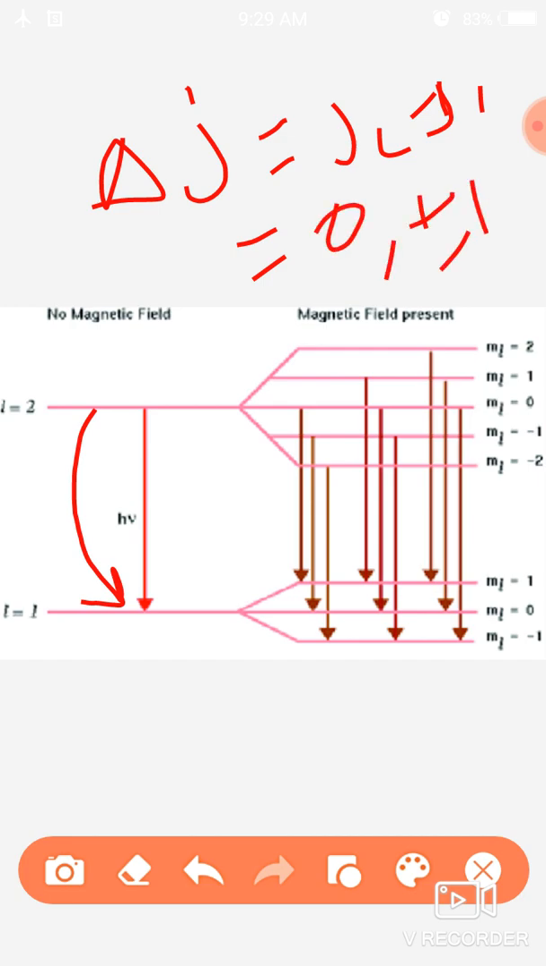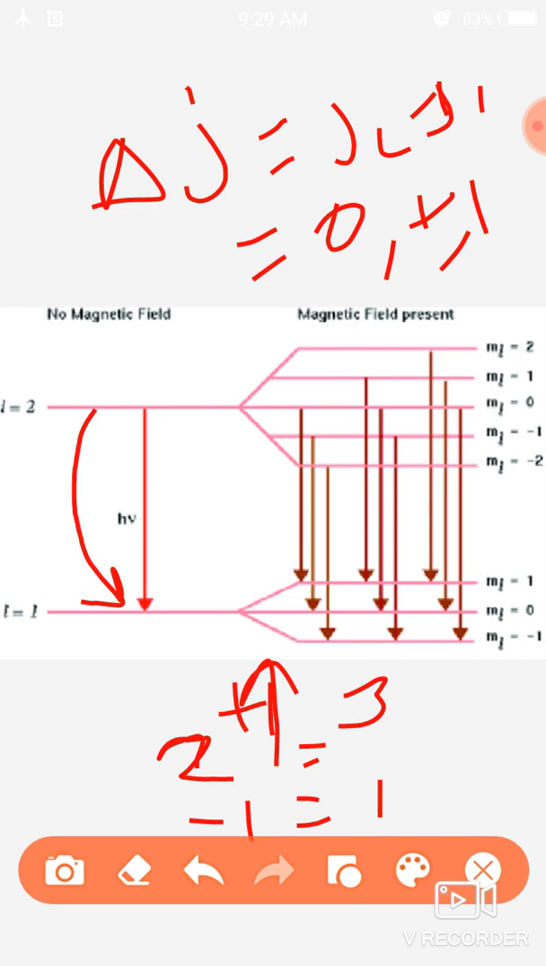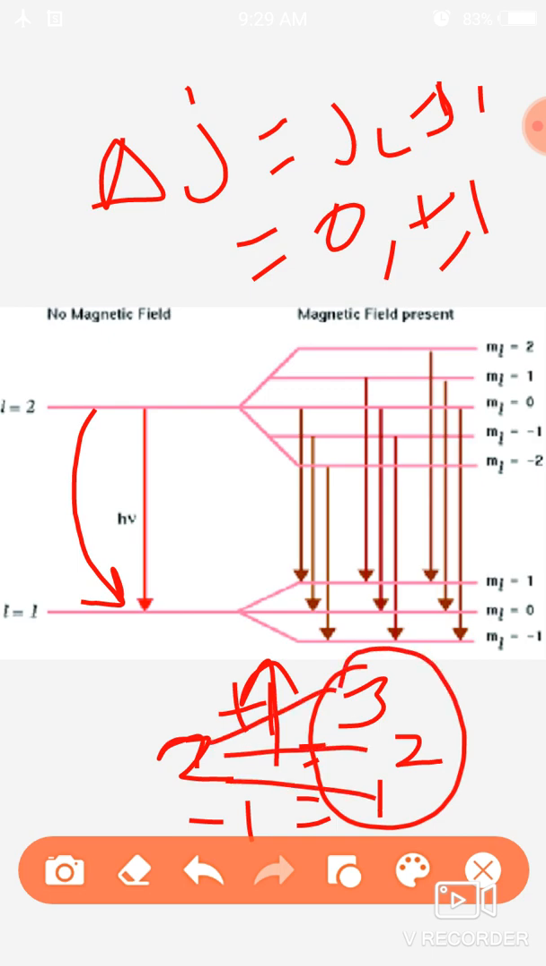This means that if the total angular momentum value of any energy level is 2, then it can jump to 3 or 1, because 2 plus 1 equals 3 and 2 minus 1 equals 1, and by applying 0 it can emit a photon. There are 3 configurations available for this energy level.